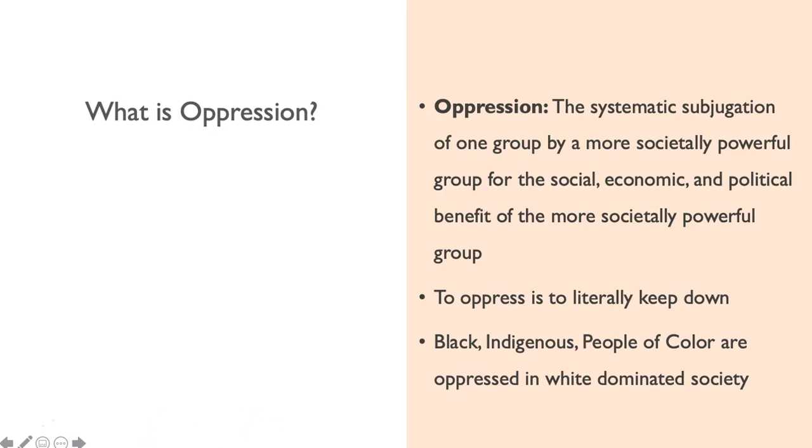So now, what is oppression? Oppression is the systematic subjugation of one group by a more societally powerful group for the social, economic, and political benefit of the more societally powerful group. So what exactly does all of that mean? Oppression is essentially when one racial group, specifically since I'm talking about race, Black people, are subjugated by white people because Black people are seen as inferior, whereas white people are seen as superior. And so within our society, the most societally powerful group, white people, have access to social, economic, and political gains, which allow them to societally oppress Black people on every level, including social, economic, political, and you name it. So to oppress is to literally keep someone down, right? Black, Indigenous, people of color are all oppressed in white dominated society.